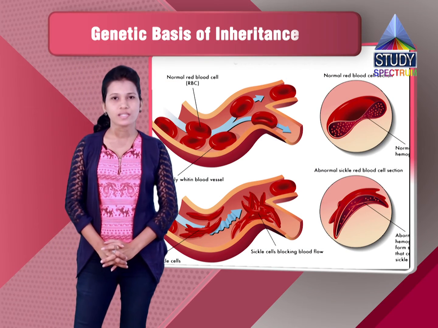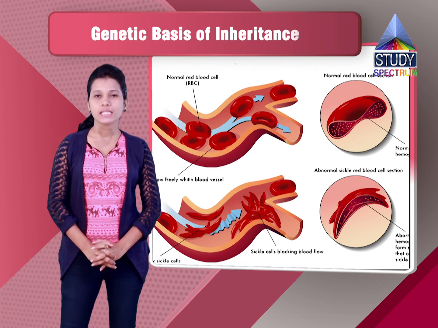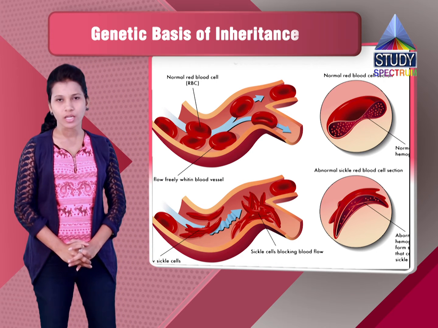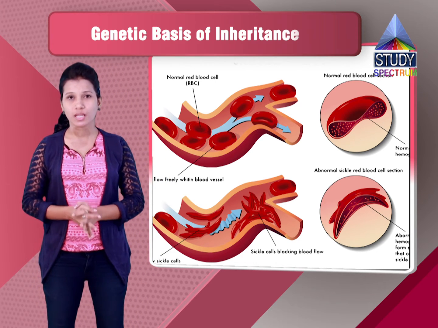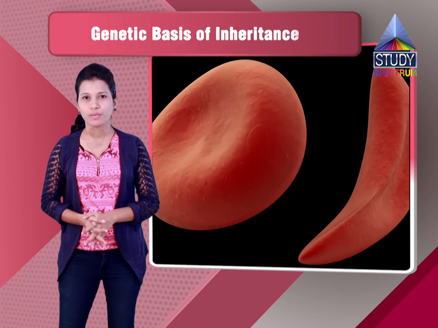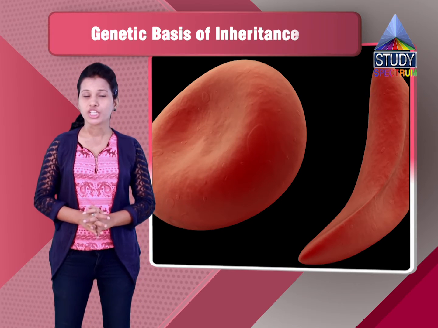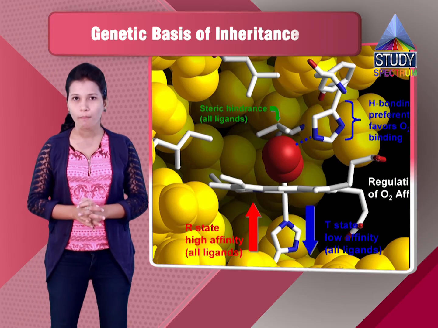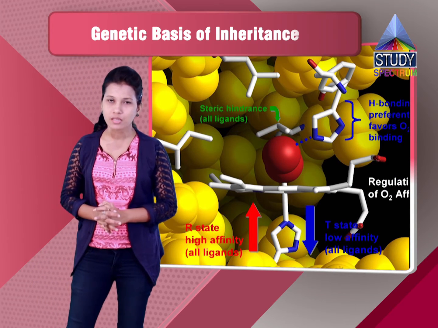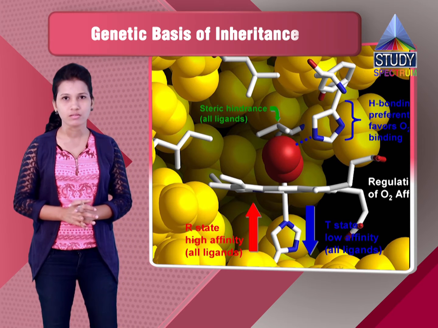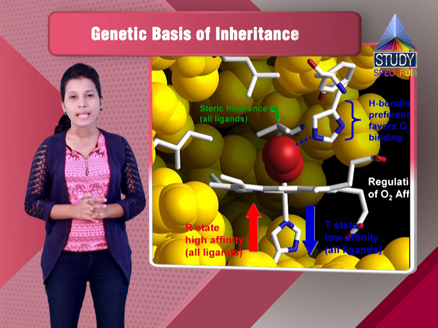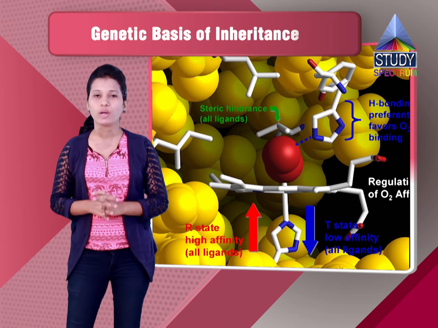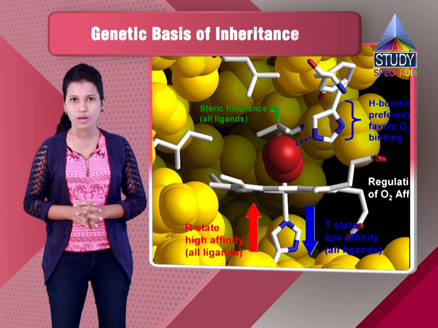So let us know what sickle cell anemia is. Sickle cell anemia is a genetic disorder in which the RBCs form a sickle shape. Because of the sickle shape, the binding of oxygen, that is the oxyhemoglobin complex, is not formed properly, and hence oxygen is not supplied to the cells of the body properly, and that is why the person will die because of sickle cell anemia.